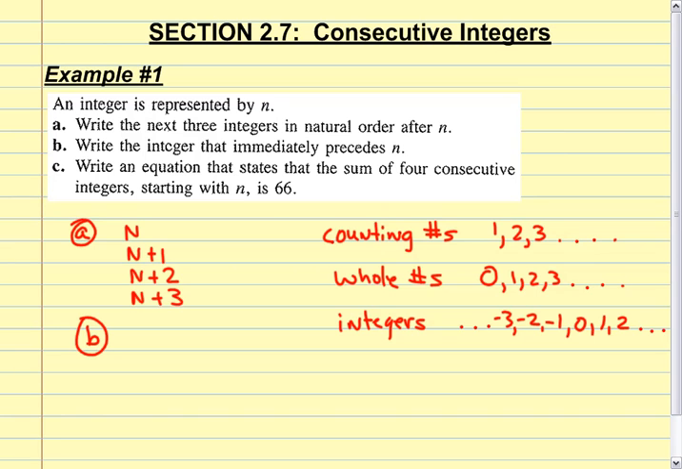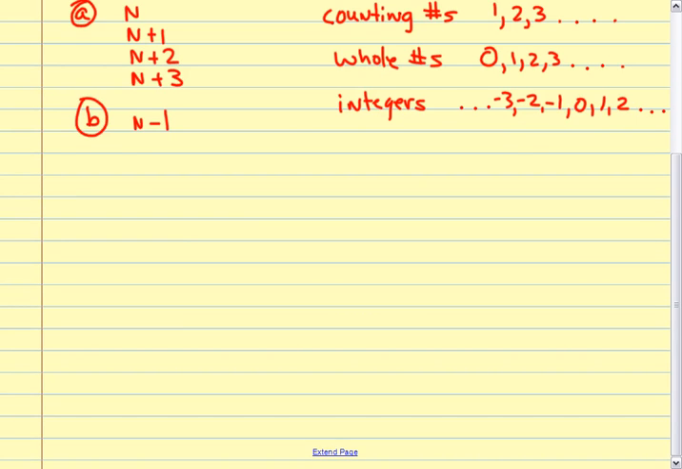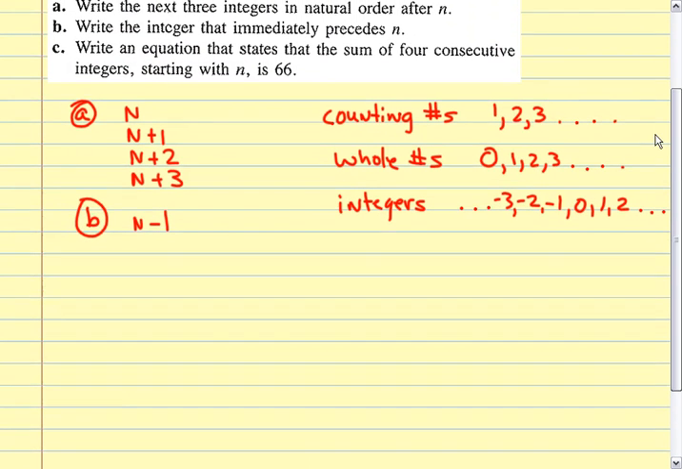B says, write the integer that immediately precedes, comes before, n. Jordan, what do you think? What's the number that comes before n? n minus 1. There you go. n minus 1. Okay? And then the last one, I'm going to get rid of this. Is that all right? No, I'll leave it there. I'll just extend the screen a little bit. Okay? This is C.